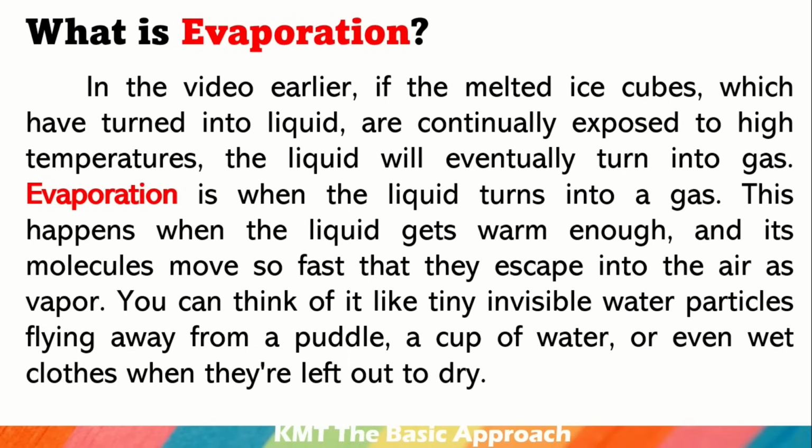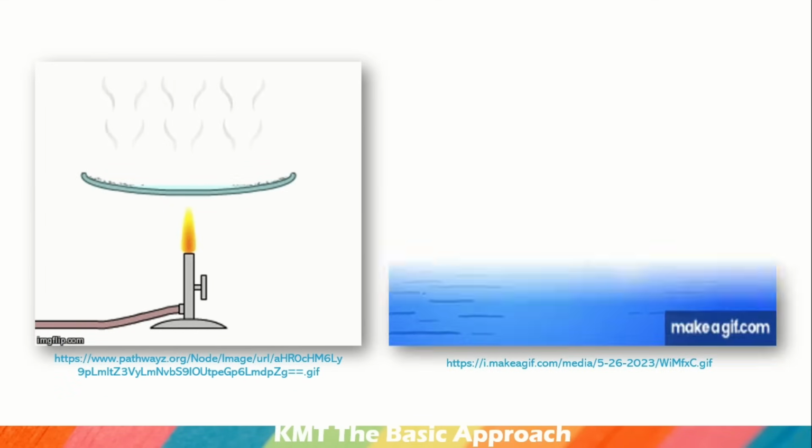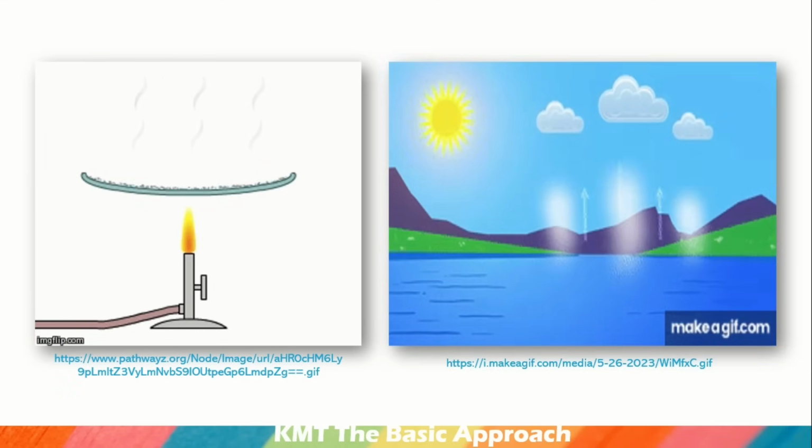This happens when the liquid gets warm enough and its molecules move so fast that they escape into the air as vapor. You can think of it like tiny invisible water particles flying away from a puddle, a cup of water, or even wet clothes when they are left out to dry. This is when the liquid eventually turns into gas.